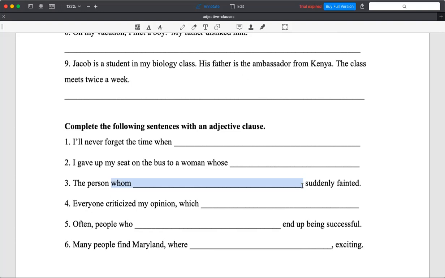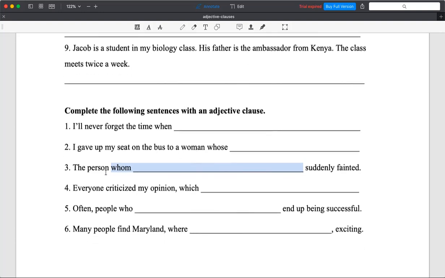The person whom Jake saw yesterday suddenly fainted. The person, okay. Very good, yeah. You can say, Jake saw a person yesterday. The person whom Jake saw yesterday suddenly fainted. That was very good. Alex, number one, I'll never forget the time when I accidentally ate a bee. Very good. Good work. Thank you for the hard work.